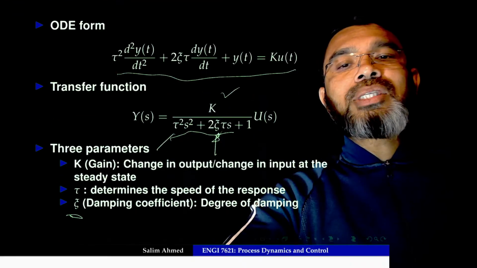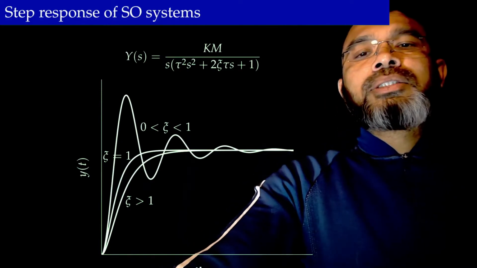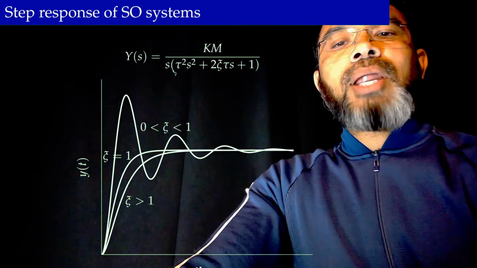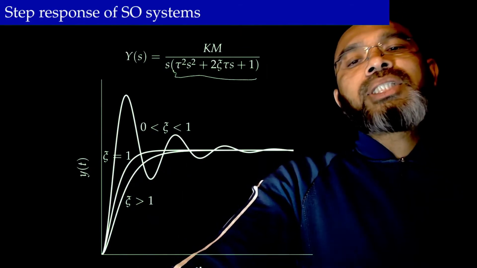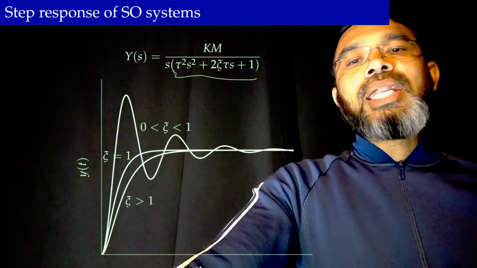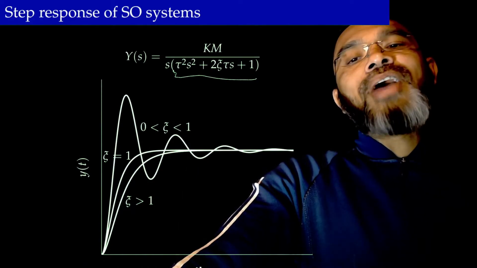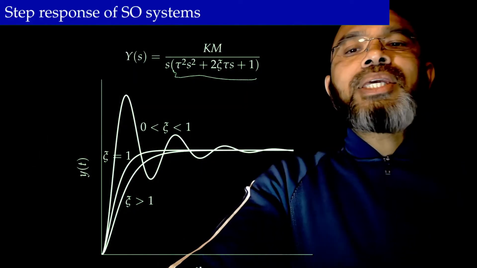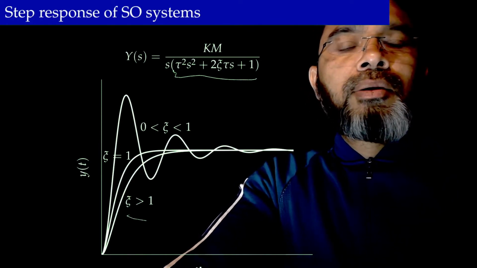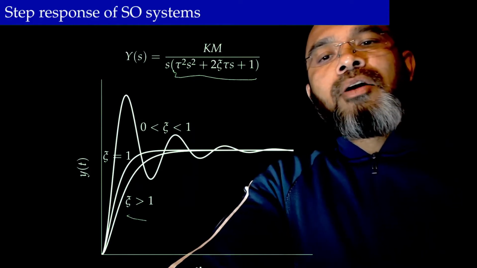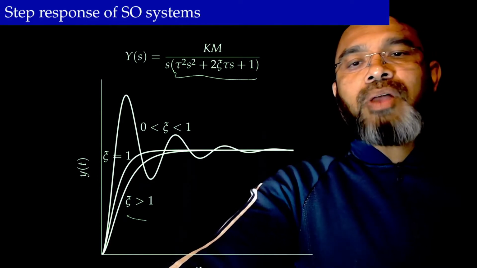Now let's look at the solution of this equation for a step change in the input. So if U(s) is equal to m over s, we'll have Y(s) equals km over s times tau squared s squared plus twice zeta tau s plus 1. Now if you plot this function, the shape of the function will depend on the value of xi or zeta, the damping coefficient. We see if the damping coefficient is greater than 1, we'll have a response like a first order response. For damping coefficient equal to 1, we also have a response like a first order response.